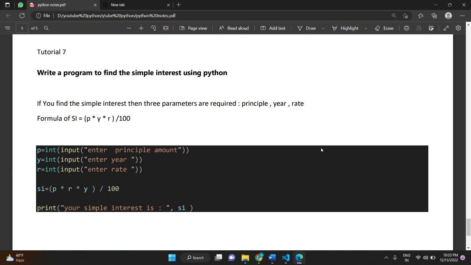How to write the program for simple interest, and how to calculate the simple interest of any principal amount with the help of Python. In this lecture, we will discuss how to write the program. So without any further delay, let's get started.